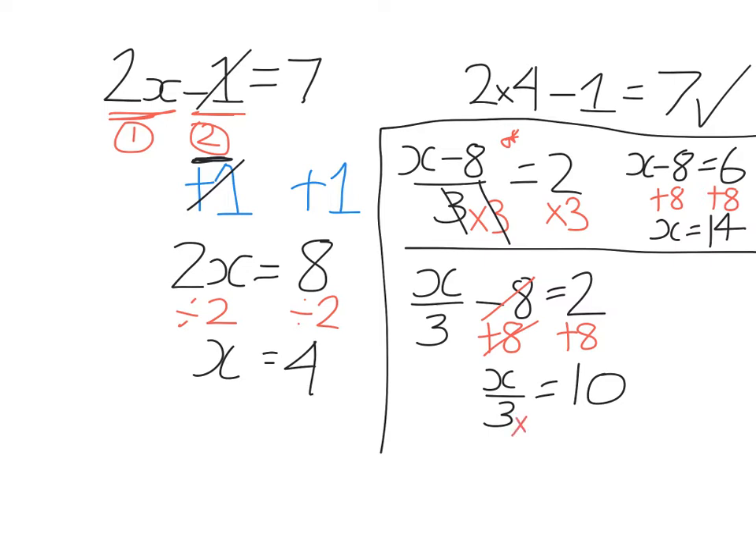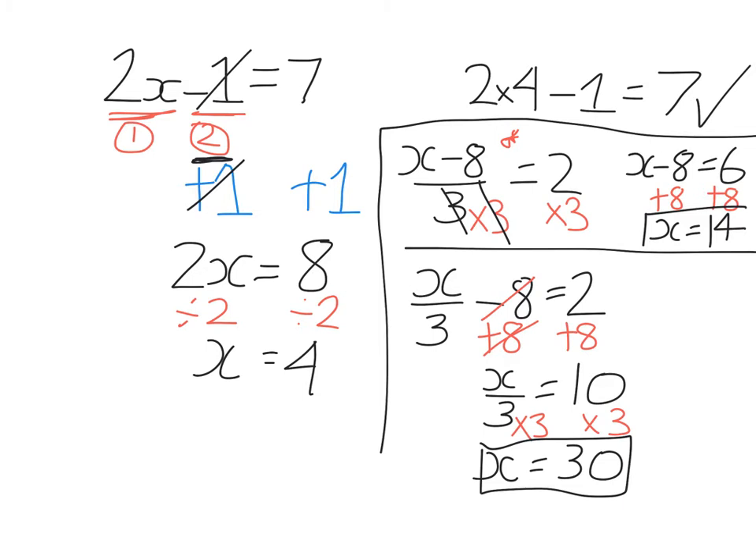Now I times each side by 3. So working down the page, showing exactly what's being done to x, I end up with x equals 10 times 3, which is 30. So the solutions were different. x equals 14 and x equals 30. So that hopefully shows you that if you do things in the wrong order of operations, you will get the wrong answer. So you have to be careful about that.